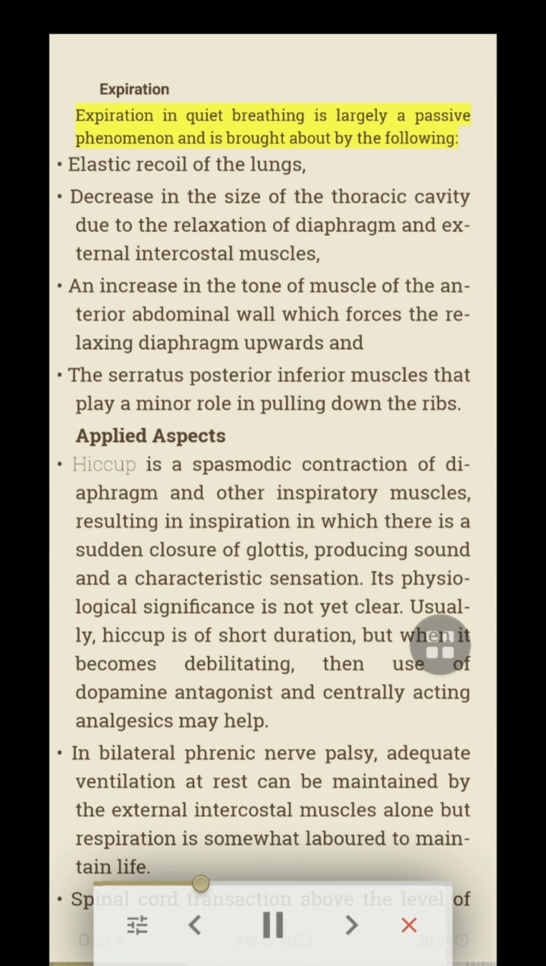Expiration. Expiration in quiet breathing is largely a passive phenomenon and is brought about by the following. Elastic recoil of the lungs. Decrease in the size of the thoracic cavity due to the relaxation of diaphragm and external intercostal muscles. An increase in the tone of muscle of the anterior abdominal wall, which forces the relaxing diaphragm upwards, and the serratus posterior inferior muscles that play a minor role in pulling down the ribs.